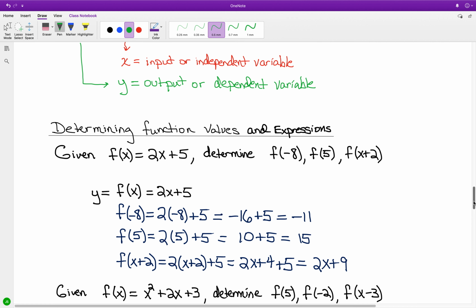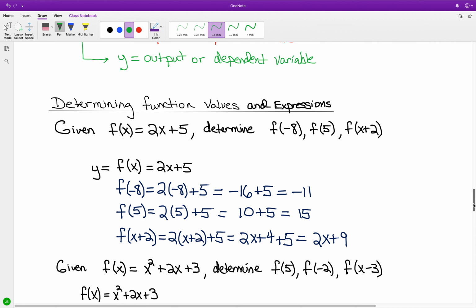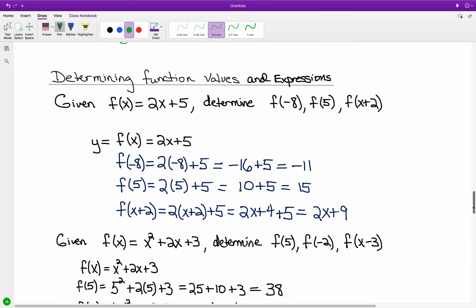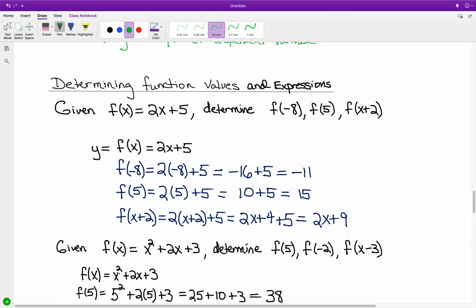Now for the quadratic function or second order function, we have f of x is equal to x squared plus 2x plus 3. And if I were to determine all of f of 5, f of negative 2, and f of x minus 3. Again, in the first layout, you have f of x is equal to x squared plus 2x plus 3. For the input setting x to 5, x squared becomes 5 squared, 2 times x becomes 2 times 5, and then we have plus 3. And following through, 5 squared is 25, 2 times 5 is 10, plus 3. Adding all together, we have 38.